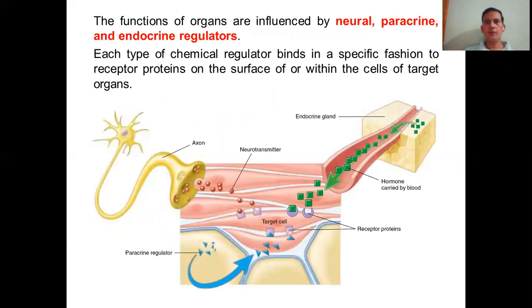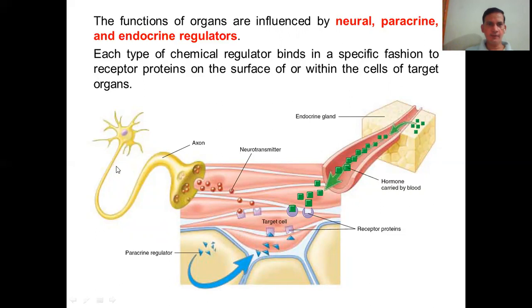So the function of organs are influenced by neural, paracrine, as well as the endocrine regulators. Now these all three different kinds of chemical regulators bind to a specific protein receptor, which is present on the surface or within the cells of the target organ. So let's say this pictorial representation here.